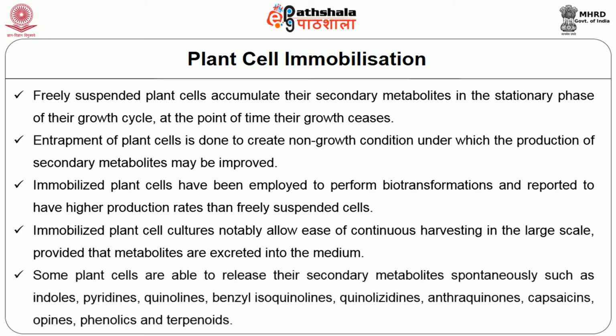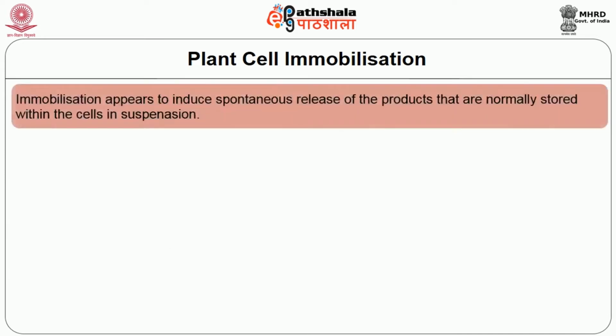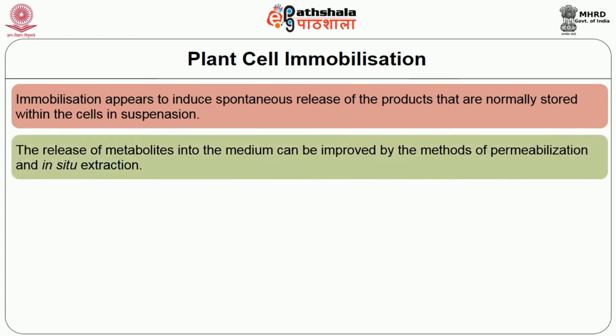Some plant cells are able to release their secondary metabolites spontaneously, such as indoles, pyridines, quinolines, benzyl isoquinolines, quinolizidines, anthraquinones, capsaicins, opines, phenolics and terpenoids. In certain cases, immobilization appears to induce spontaneous release of these products that are normally stored within the cells in suspension.